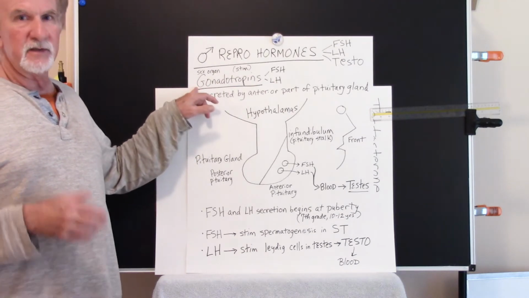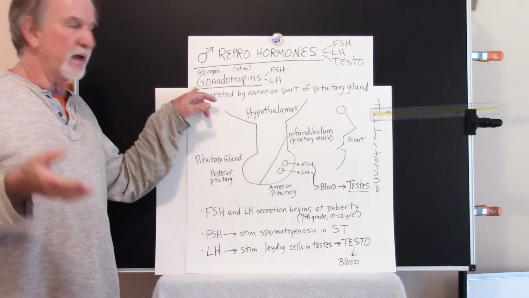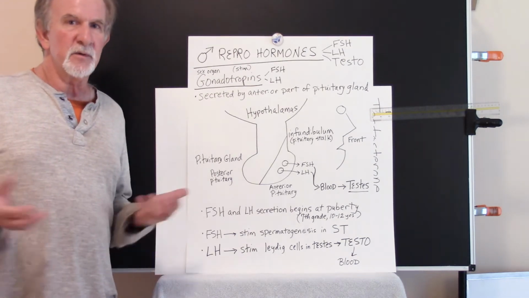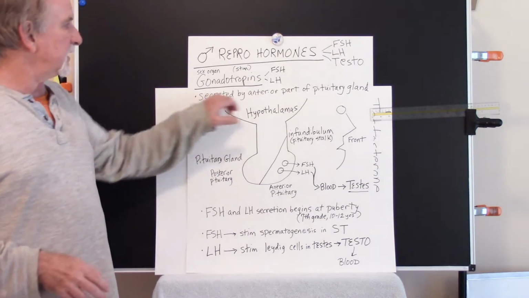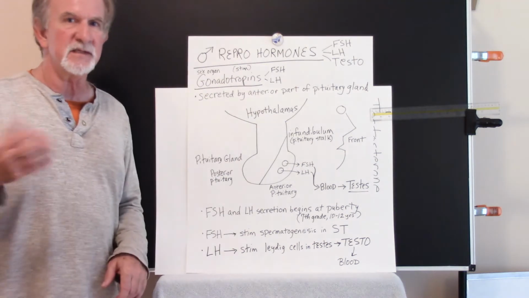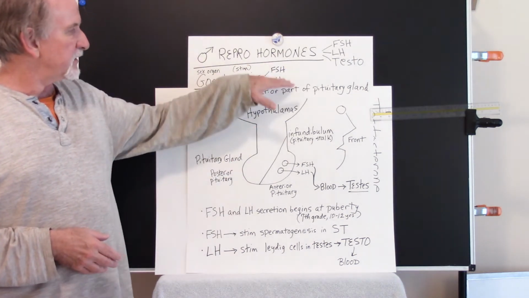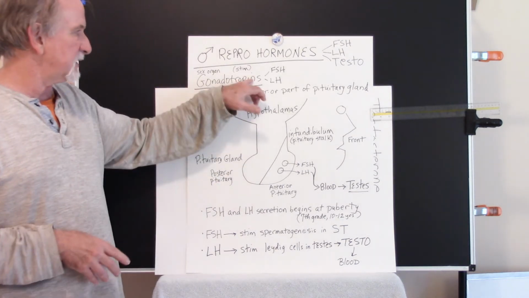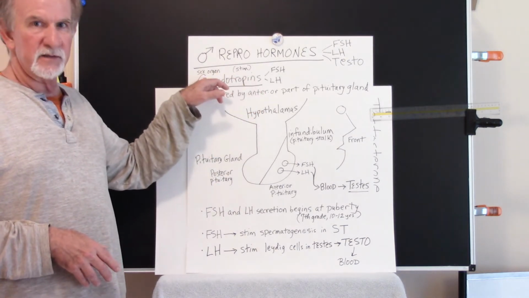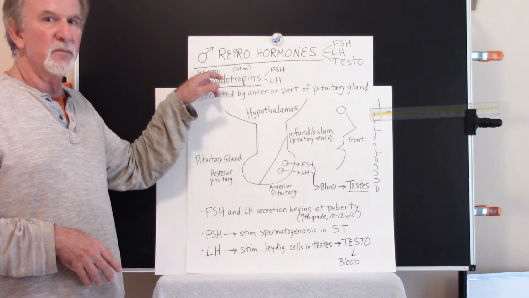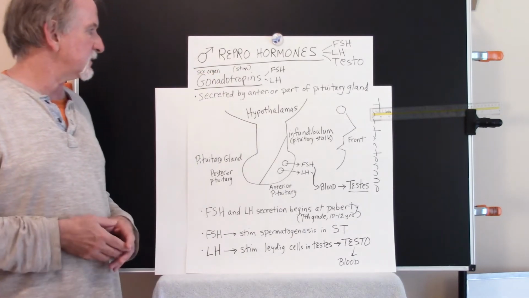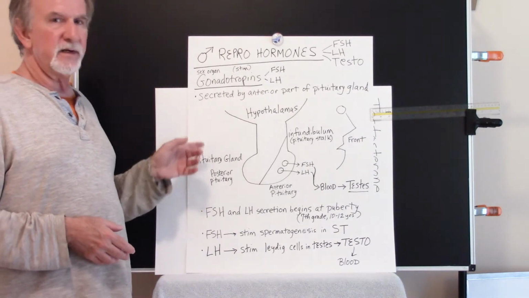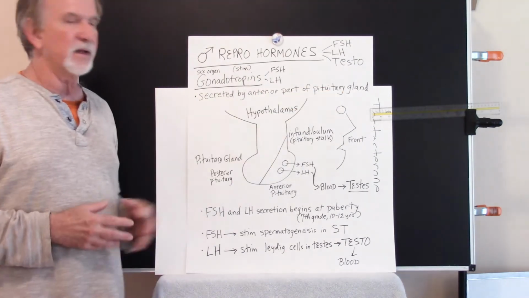Gonado refers to gonad, the sex organs, or the organs where meiosis produces the gametes, and the term tropin means to stimulate. So FSH and LH are peptide hormones made of amino acids that stimulate the gonads, in this case the male gonad or the testis. The gonadotropins FSH and LH are secreted by the pituitary gland.